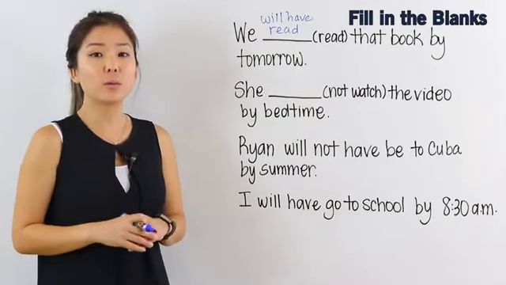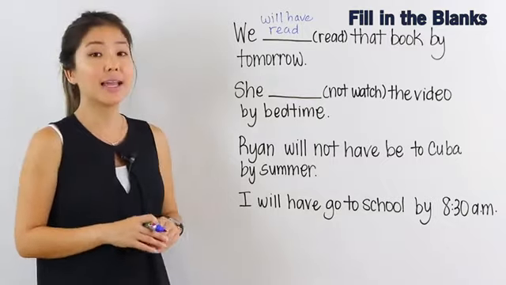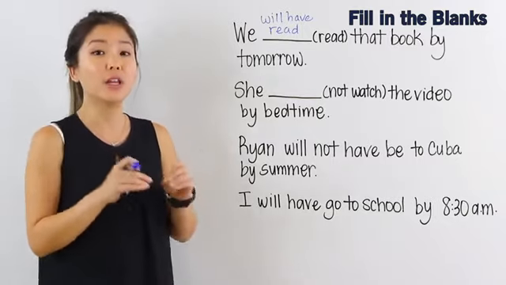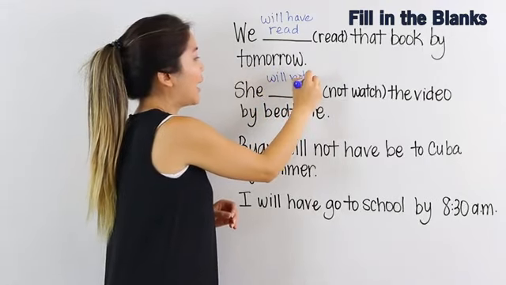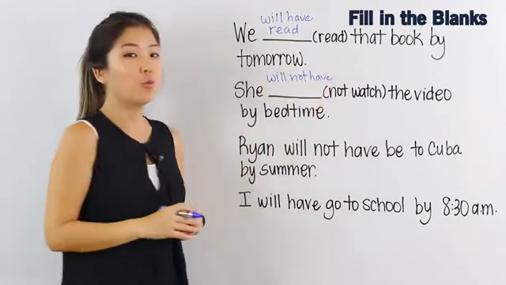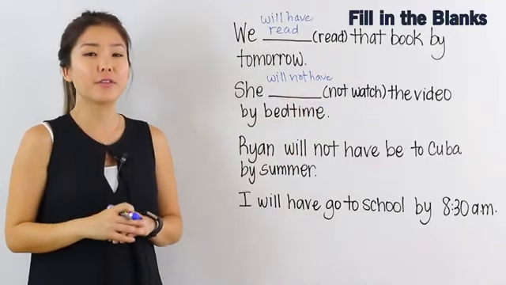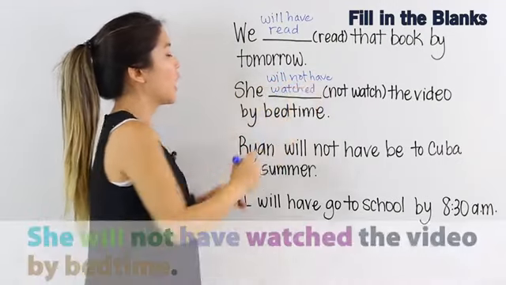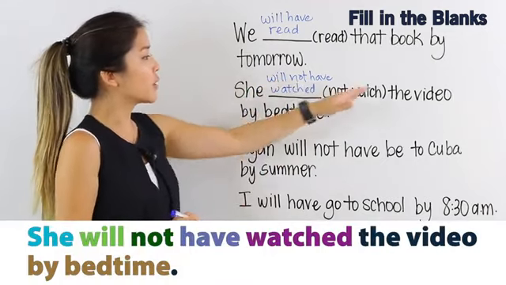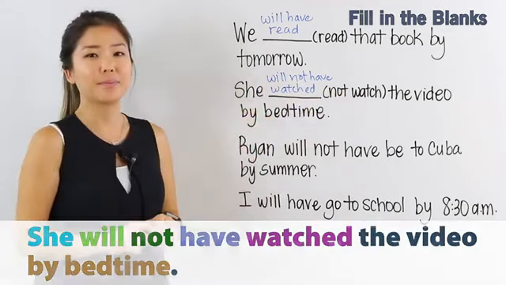In the negative form, we start with the subject, and instead of will have, we say will not have. She will not have. Then we need the past participle of the verb. In this case, it is watched. She will not have watched the video by bedtime.